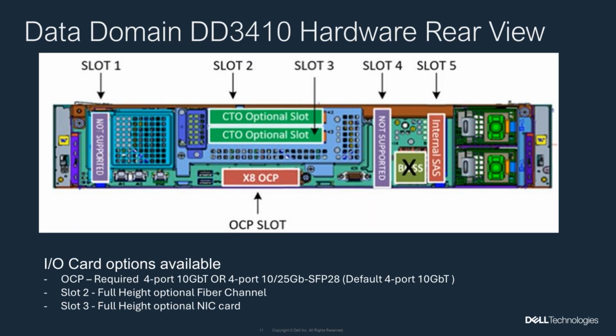Next, let's explore the Data Domain DD3410 rear view. Here we have the required quad-port OCP card at the bottom that supports 4-port 10 gig BaseT or 4-port 10 or 25 gig SFP28, where the default is 4-port 10 gig BaseT. Then there are optional full-height cards in slot 2 and slot 3 that support a 32 gig Fibre Channel card and 4-port 10 or 25 gig SFP28 or 4-port 10 gig BaseT, and a C card, respectively. Slot 5 is for the internal SAS connectivity. Kindly note, slot 1 and slot 4 are not supported in the Data Domain DD3410.